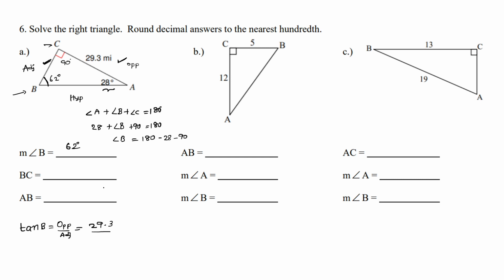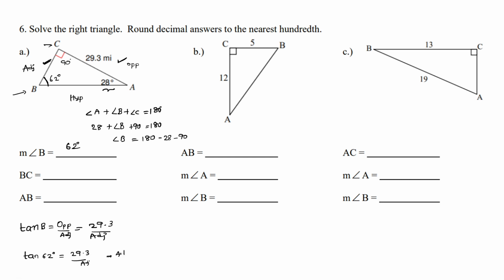So first what we have to find is the adjacent. But here we got to know the value of B. So B is given as 62, right? So tan 62 degrees is equal to 29.3 by adjacent.